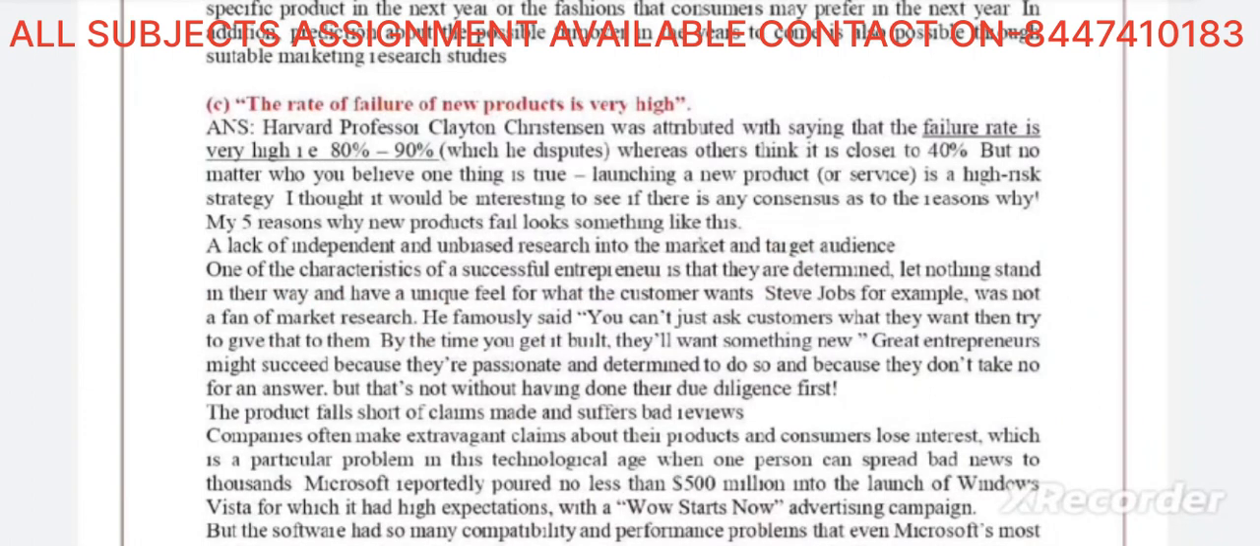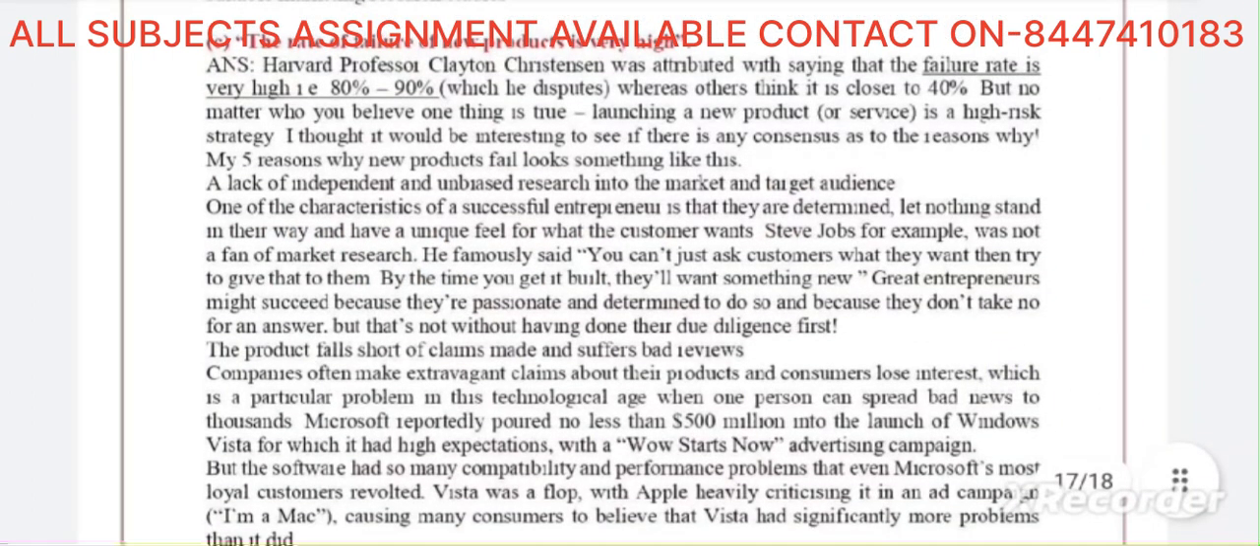The rate of failure of new products is very high. Harvard professor Clayton Christensen was attributed with saying that the failure rate is very high, 80% to 90%, which is disputed, whereas others think it is closer to 40%. But no matter who you believe, one thing is true: launching a new product is a high-risk strategy. I thought it would be interesting to see if there is any consensus as to the reasons why.